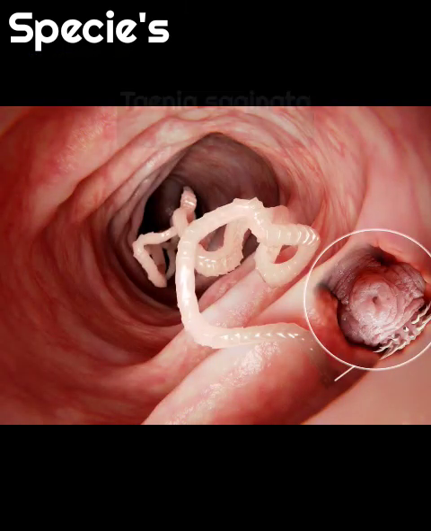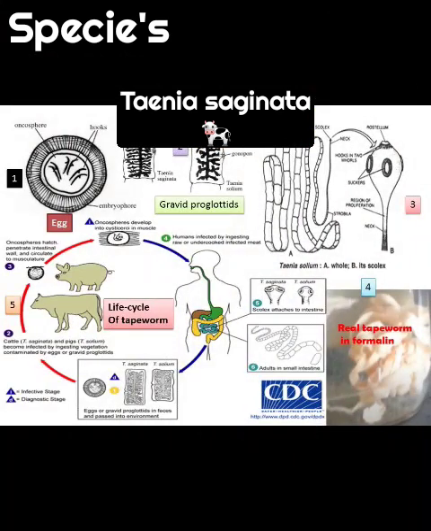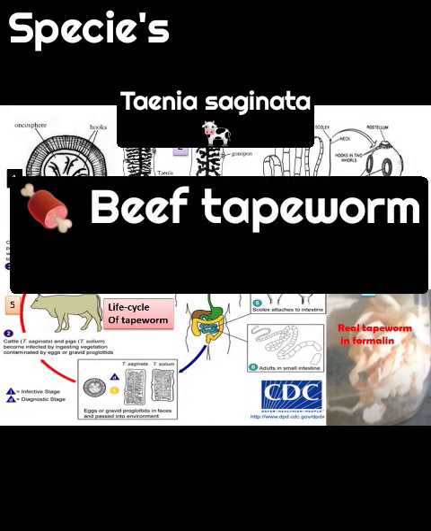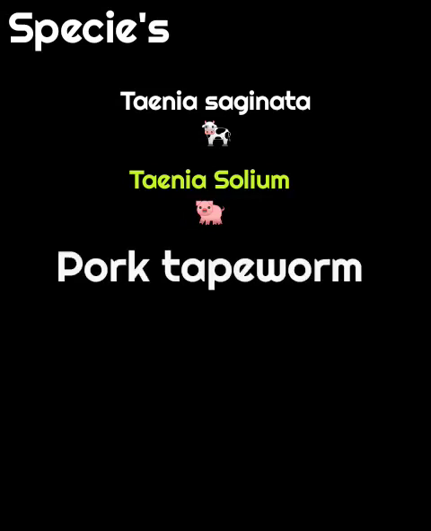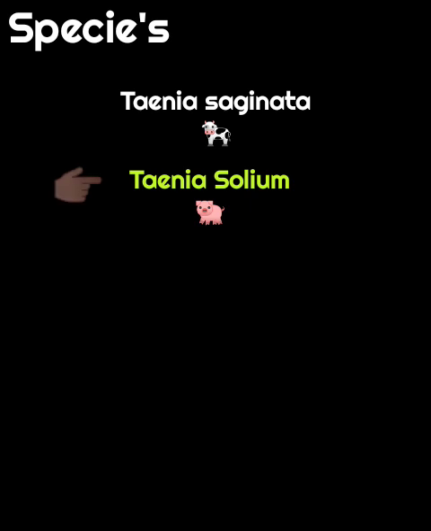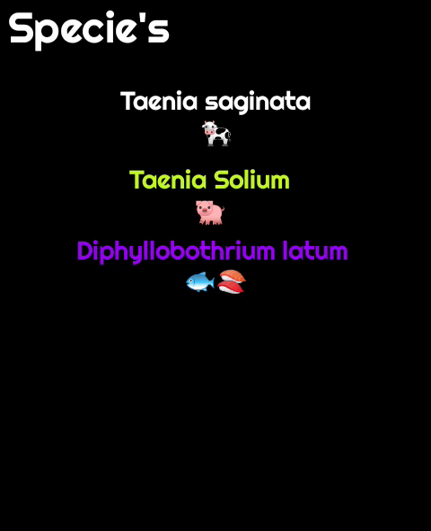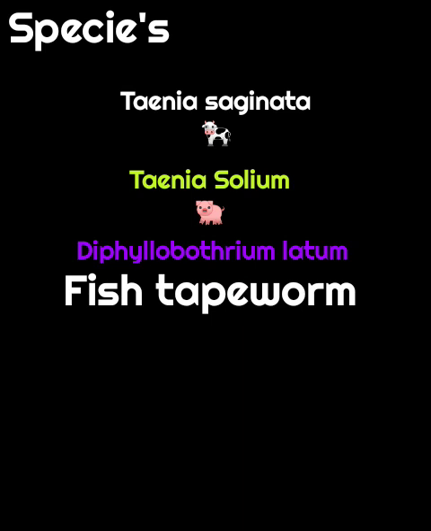we have Taenia saginata, also known as beef tapeworm. I will get into details for that. We have Taenia solium, also known as pork tapeworm. Also, I'll get into details. These are the species I will focus on. And the other one is Diphyllobothrium latum, also known as fish tapeworm.